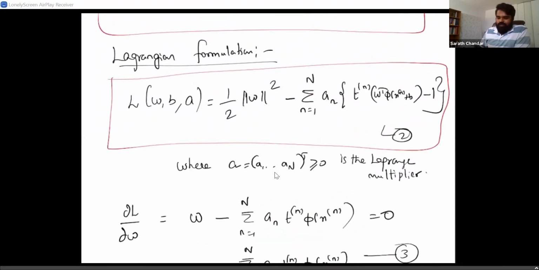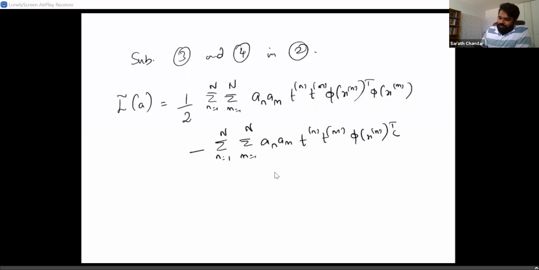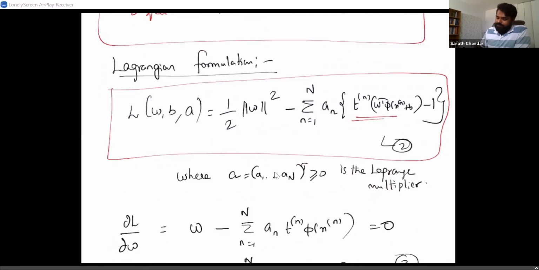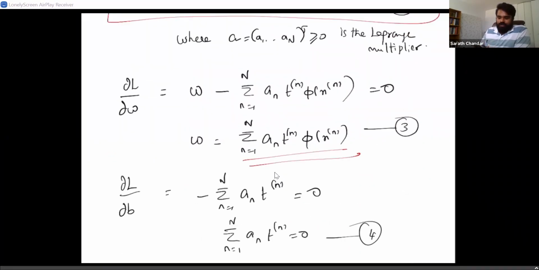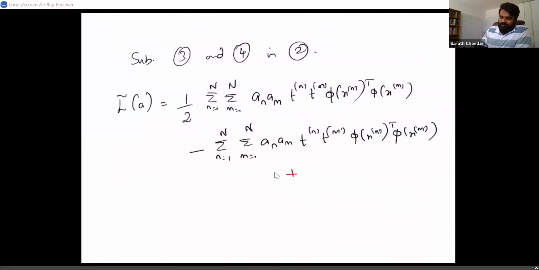Similarly, I could substitute the same W in the second term. So now that becomes minus summation over n equal to 1 to N, summation over m equal to 1 to N, a_n a_m t_n t_m phi of x_n transpose phi of x_m. It's kind of the same thing. And this is for this part. Then you have the second part, which is summation over a_n t_n multiplied with b. That part will become 0 because of equation 4. Then you just have the final part, which is summation of a_n because of the minus 1 term. So now this becomes plus summation over n equal to 1 to capital N of a_n. Now this is what we have.